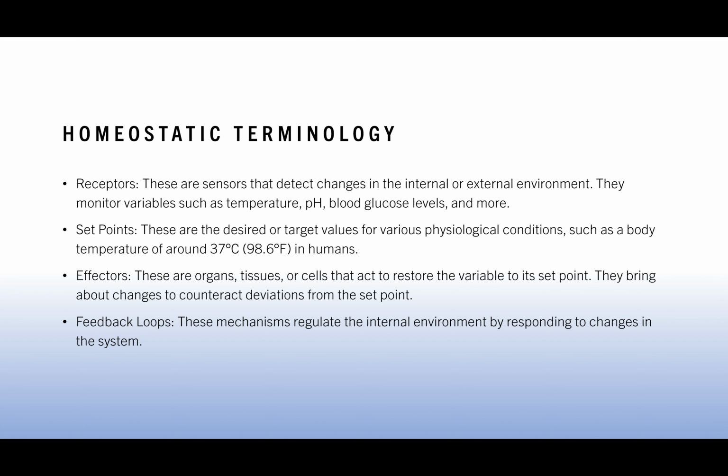Effectors now, these are organs, tissues, or cells that act to restore the variable to its set point, right? And our feedback loops now, these are the mechanisms that we use to regulate internal environment. Okay? So let's look at this. Let's have a proper look at this now.